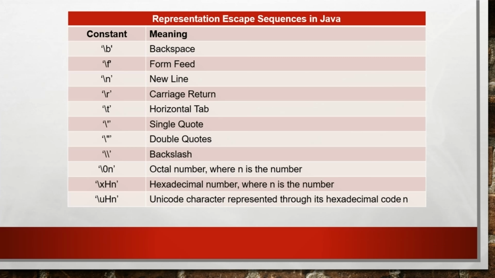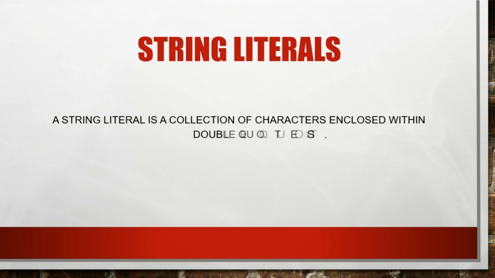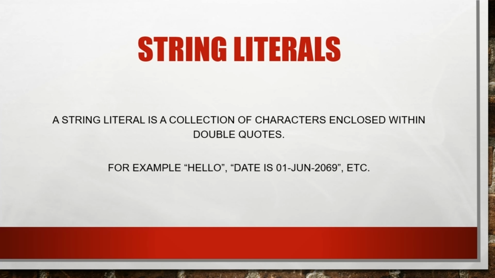\0n is an octal number, where n is the number. \xhn is a hexadecimal number, where n is the number. \uhn is a Unicode character represented through its hexadecimal code n. Next we have string literals. A string literal is a collection of characters enclosed within double quotes. For example, hello within double quotes.